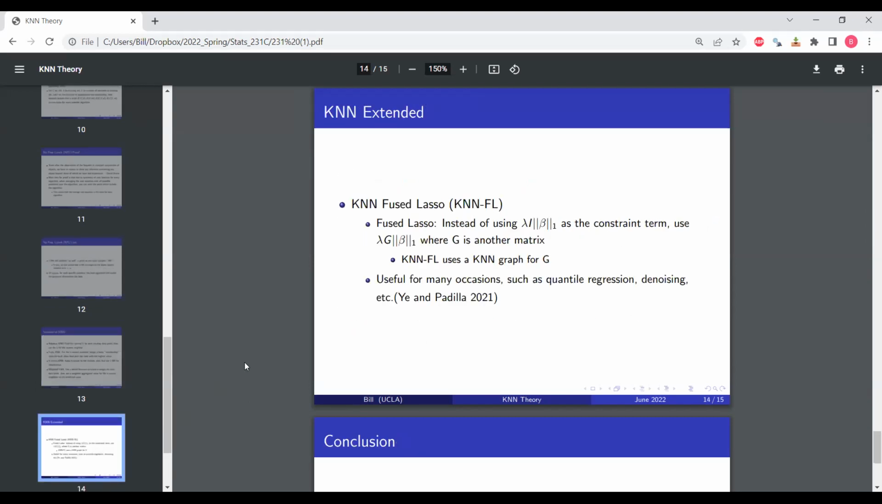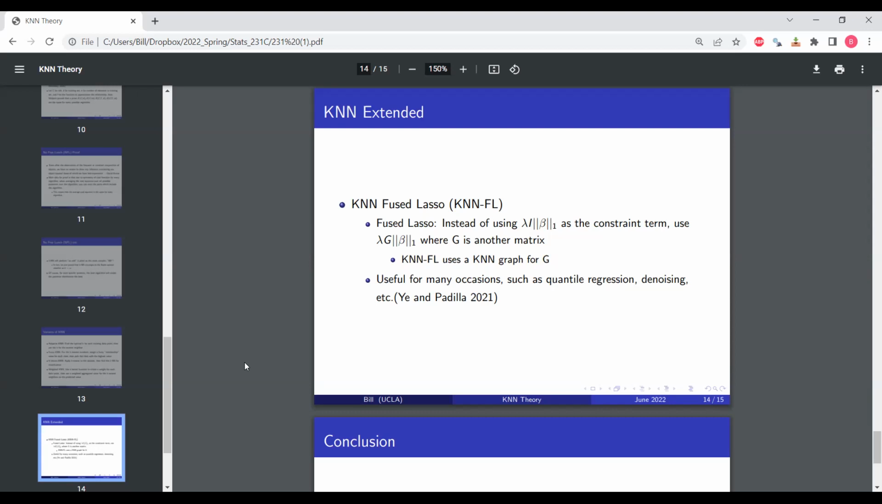And I would also like to link it back to research that I was doing. So this is a lasso method called fused lasso. For regular lasso, we use lambda times the absolute value of beta as a constraint term. Or if we expand it to matrix form, we're just using lambda times identity matrix times the 1 norm of the whole beta vector as a constraint term.